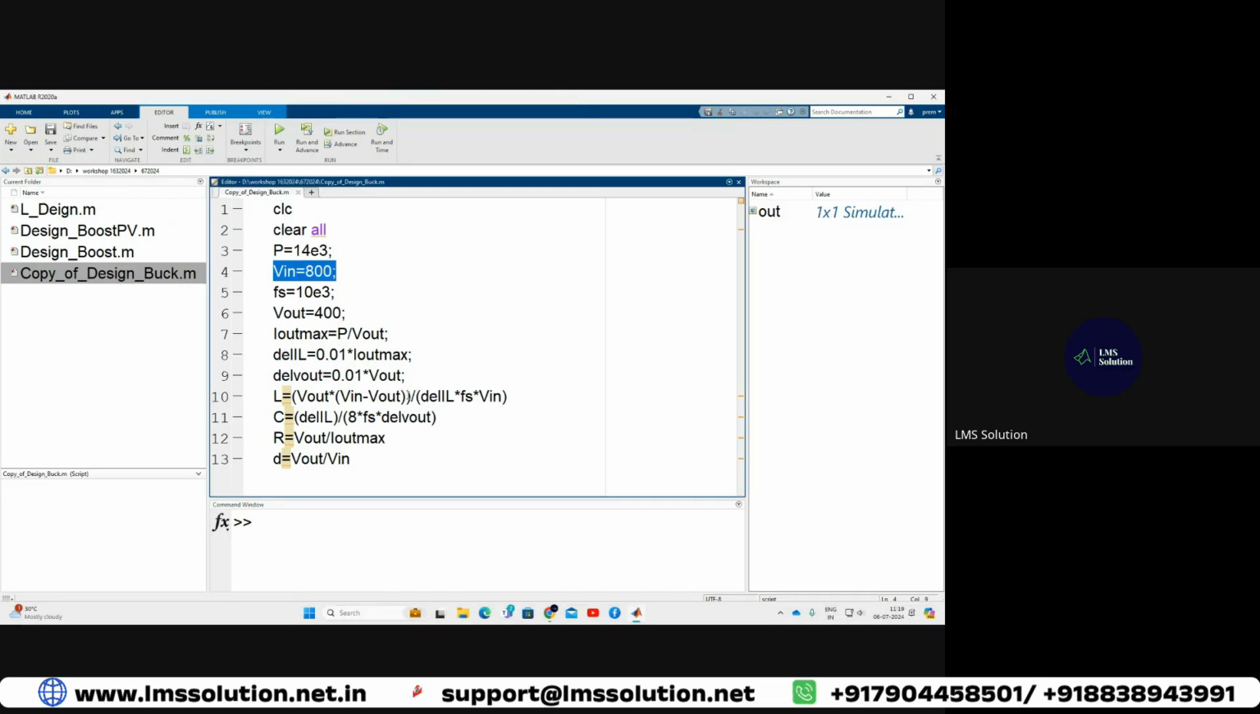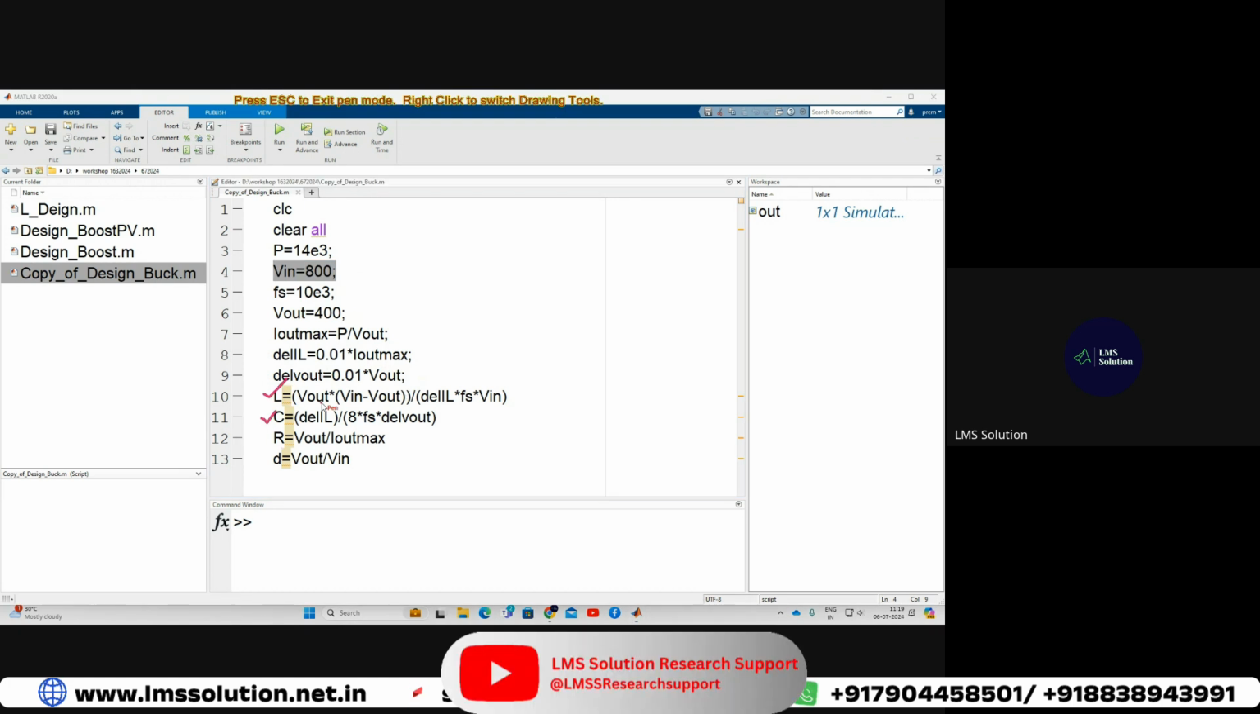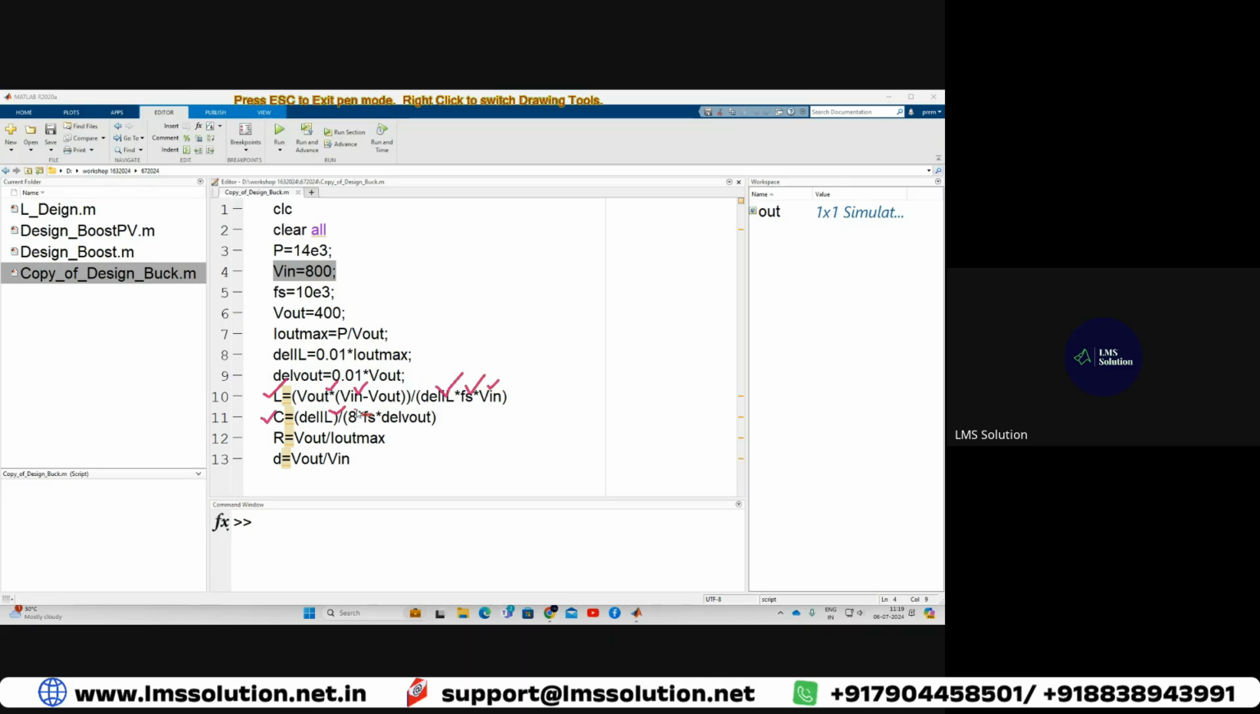Next I am going to calculate the L and C values. This is the formula for calculating them. To calculate L, we need V out, V in, ripple inductor current, and switching frequency. For calculating C, we need ripple IL, Fs, and V out. Based upon these values, we calculate L and C, and then the load resistance. The load resistance for the rated power is calculated by V out divided by I out max. And finally, we calculate the duty cycle, which is equal to V out divided by V in.